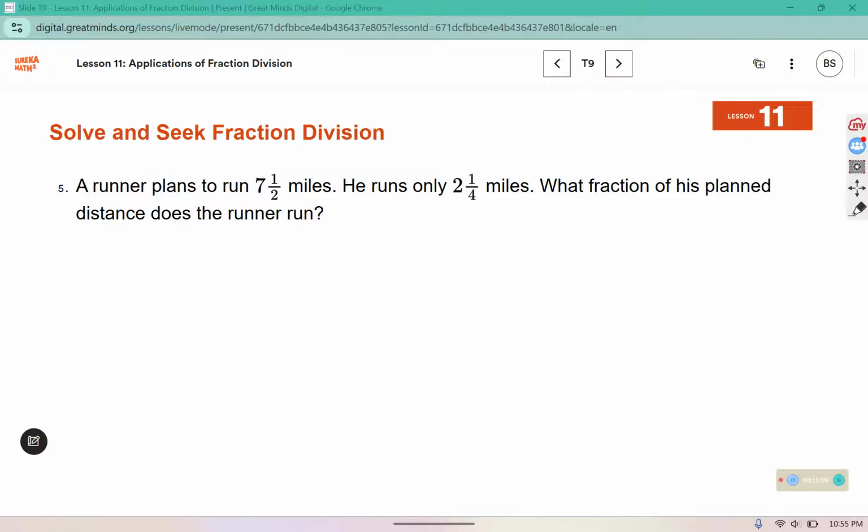A runner plans to run 7.5 miles. He runs only 2.25 miles. What fraction of his planned distance does the runner run? He ran 2.25 of the 7.5 that he planned to run.